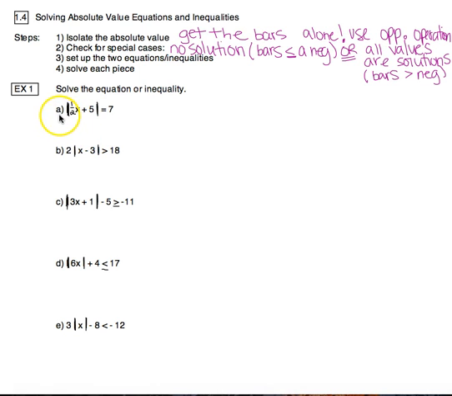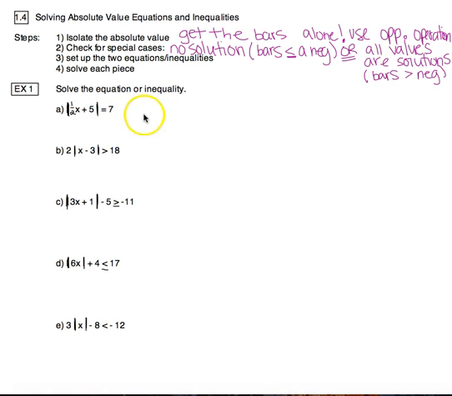So when I look at A, first thing I want to do is get the bars alone, isolate the absolute value. In this case, what's in the bars is the only thing on the left side, so that's already done for me. So next I'm going to check for special cases. Do I have, since it's an equal sign, the bars equal to a negative number? I do not, so I don't have special cases, so move on to 3.